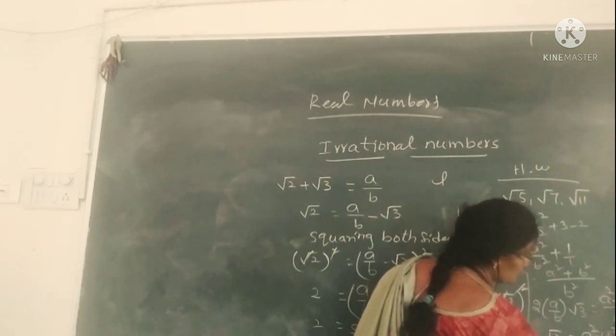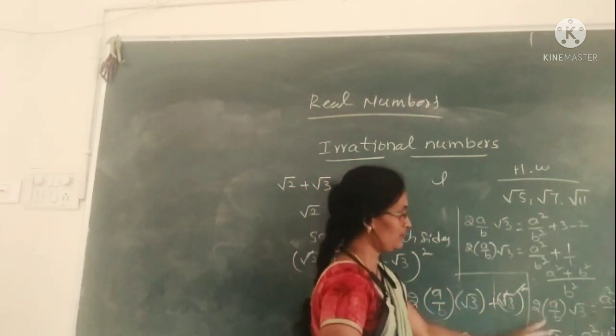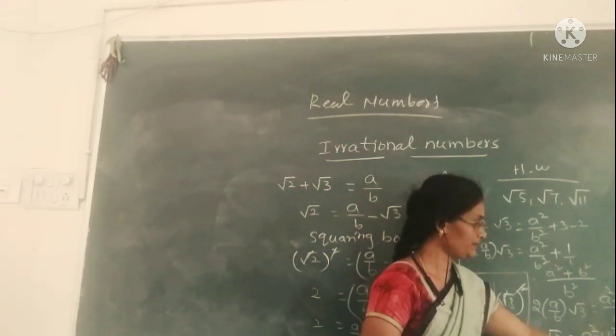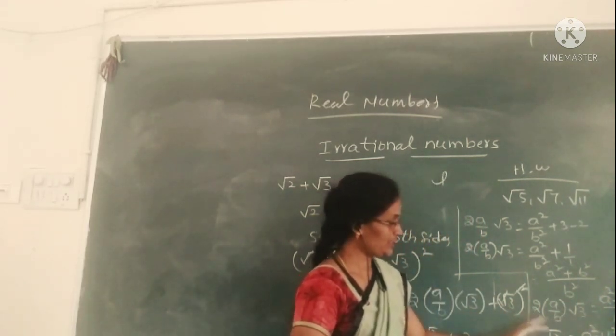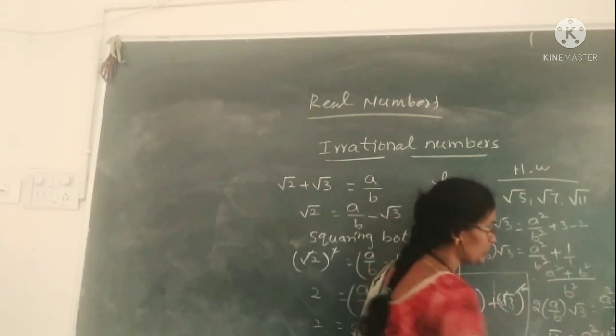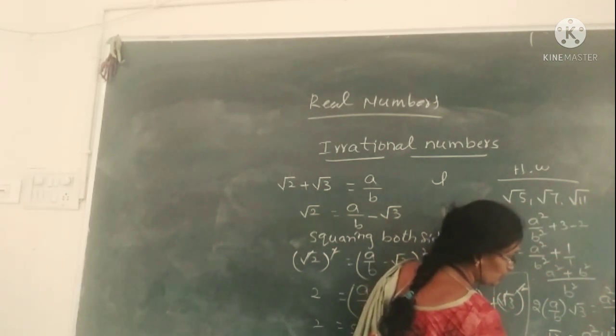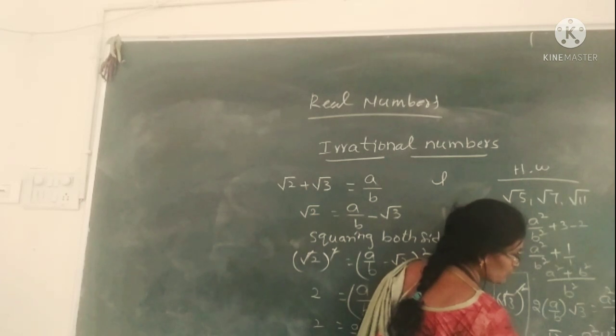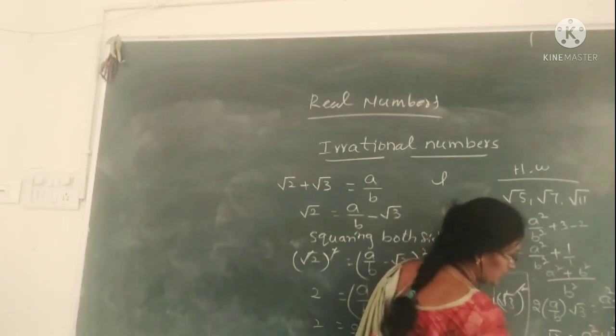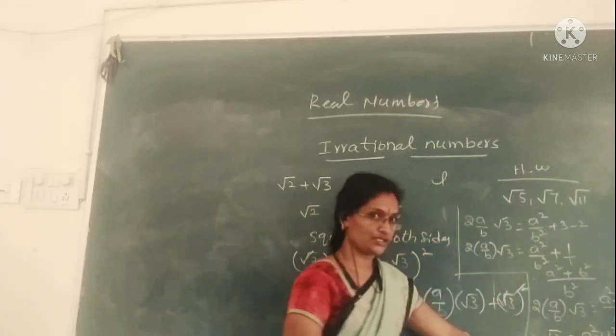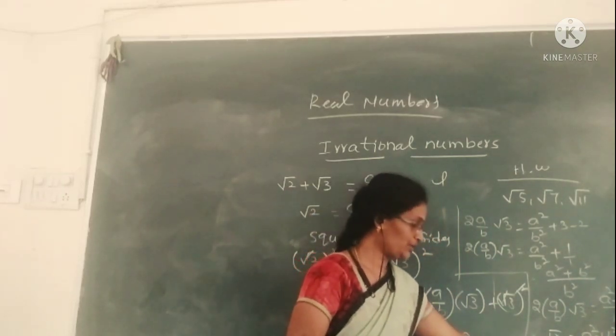Then we take the reciprocal: a by b becomes b by a, and 2 becomes 1 by 2. Cancelling b, root 3 is equal to a square plus b square by 2ab. We can observe that a, b are integers.